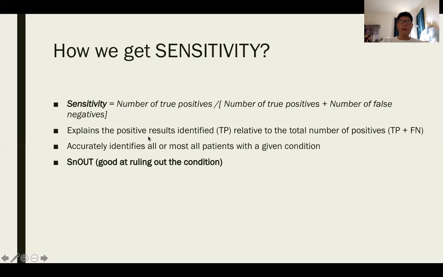It explains the positive results identified relative to the total number of positives, so true positives plus false negatives. When we use sensitivity, we should remember that it can identify all or almost all patients with a given condition. So SnOut: we call that sensitivity rules out the condition. The rest of them are going to be the patients who have the pathology. So SnOut, sensitivity rules out the condition.